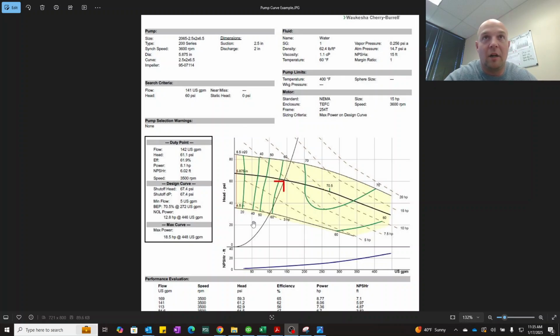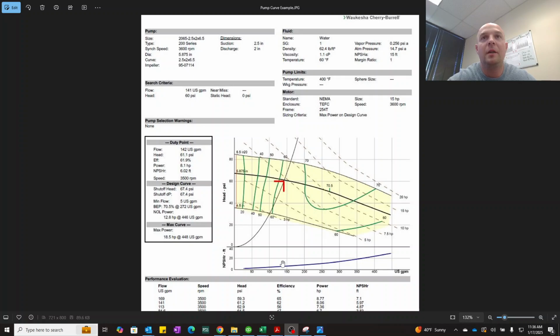So as we get into the curve, we see a few different lines here. Okay, on the horizontal, we have our flow rate. That's US gallons per minute. On the vertical, we have our head in PSI, right? Sometimes you'll see this in feet. In this case, it's in PSI. That's very important that you want to pay attention to know if this is in feet or in PSI.